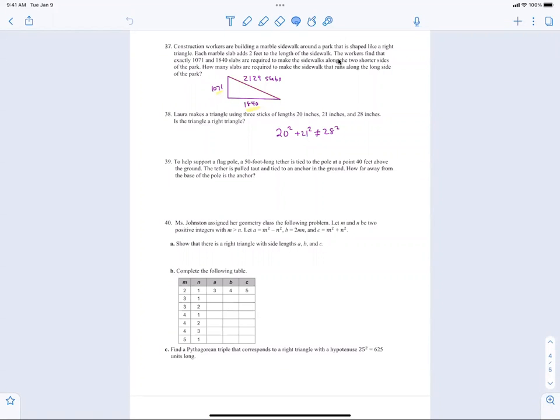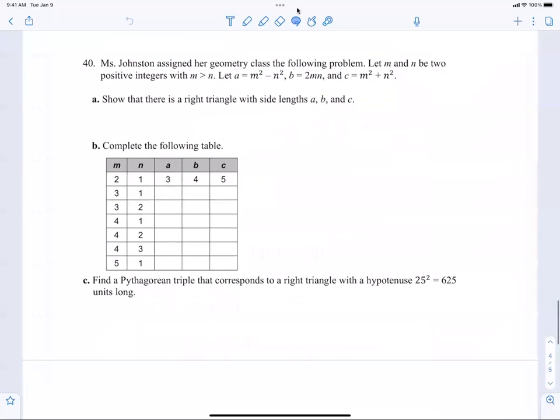Okay, so the main thing is I want to talk about last night's work real quick and see if there's any issues. All right, so what do we have? Anybody have any questions? Yeah. So what's an issue? So A was okay, right? Because it says show that there's a right triangle with sides A, B, and C, right? So we can just do 3 squared plus 4 squared equals 5 squared. You with me?